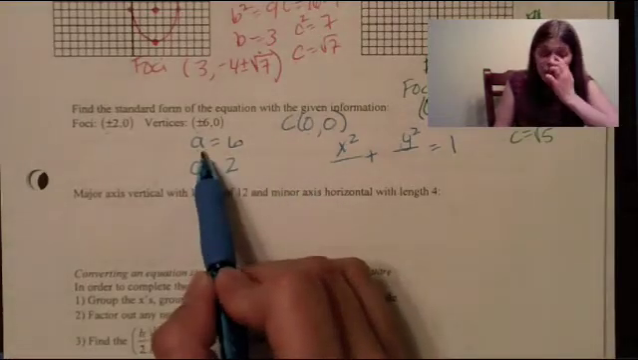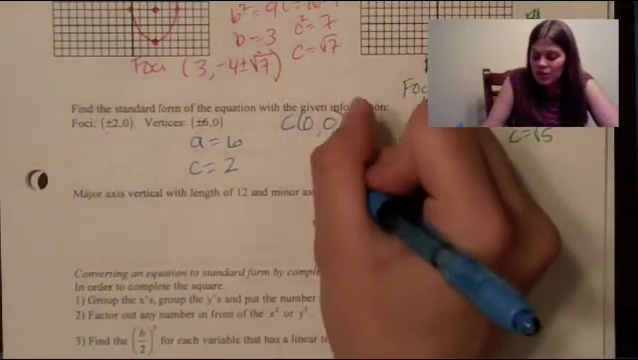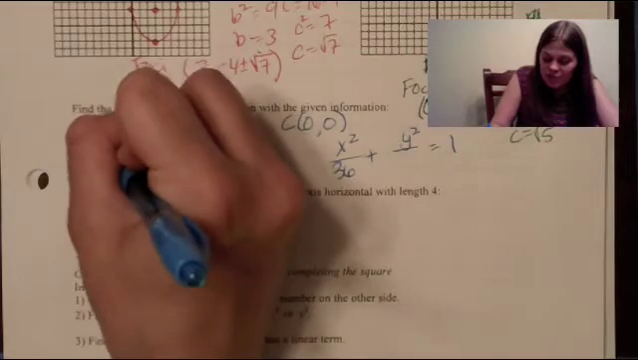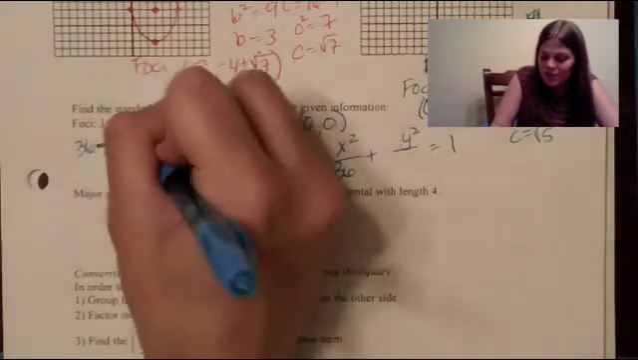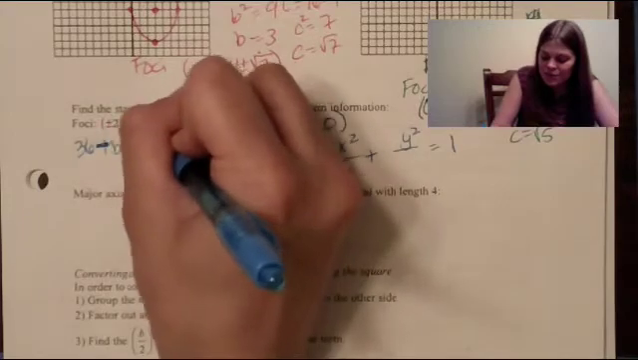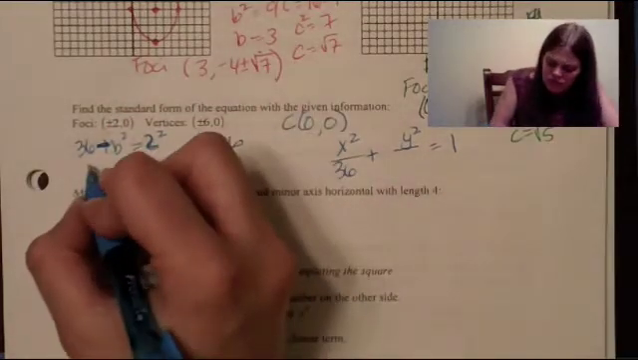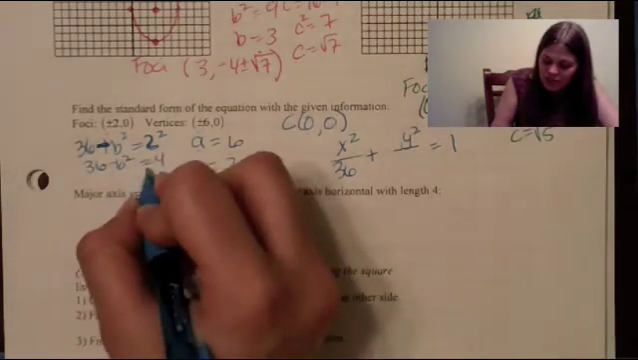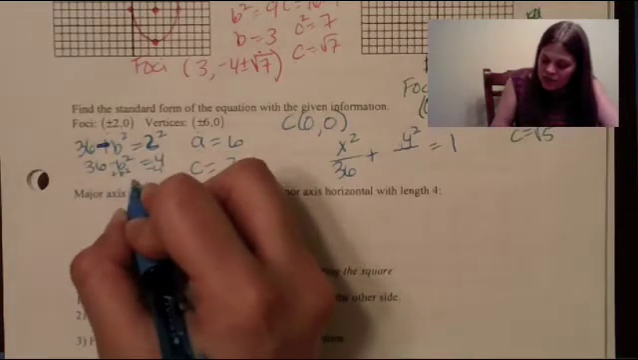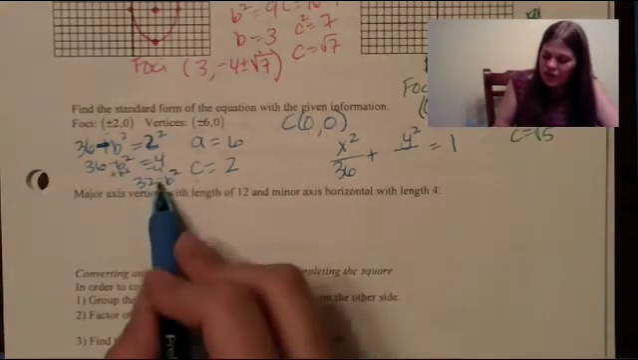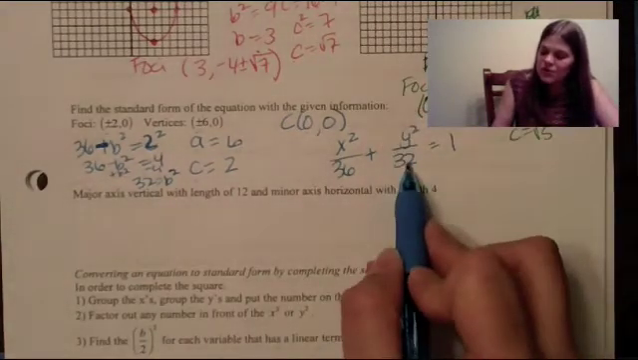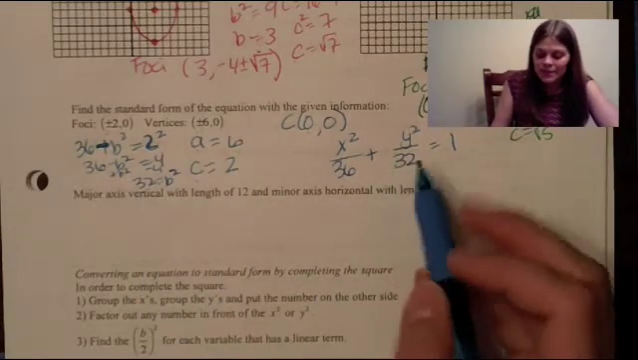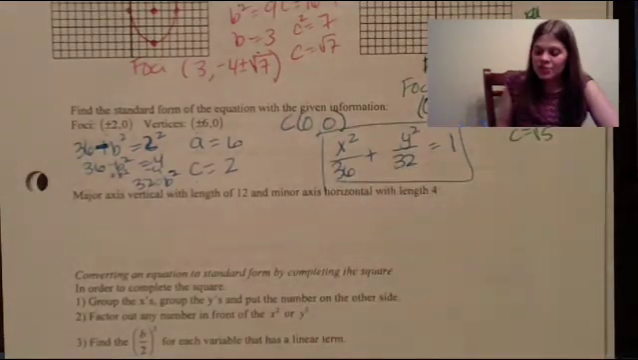Remember, your a squared has to go with your x's. So a squared would be 36. So if a squared is 36 minus your b squared has to equal your c squared, which is 2 squared. Oh, I should have put 4. So I have 36 minus b squared equals 4. So if I add the b squared to the other side and subtract the 4, I get 32 equals b squared. So b squared is 32, so 32 goes underneath the y squared. Notice I use the b squared, not the b that went underneath here. And there is your standard form of the equation.